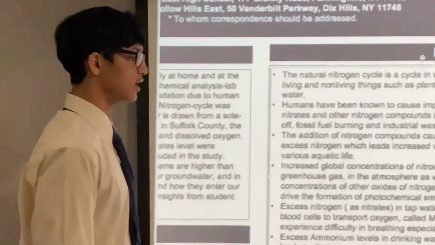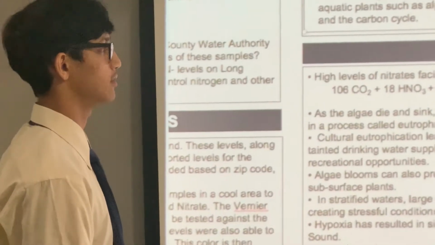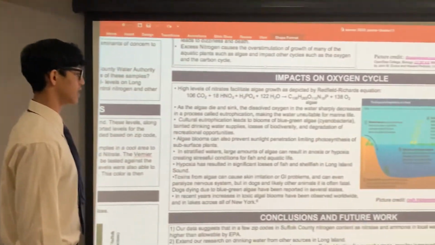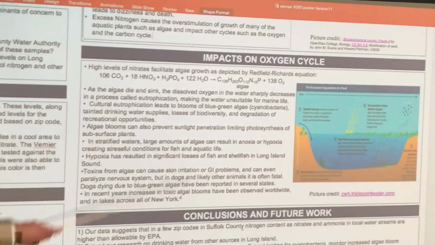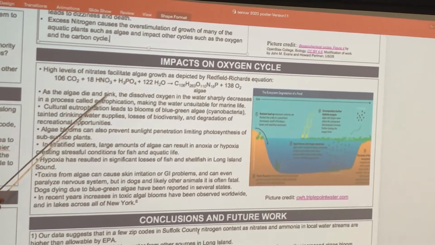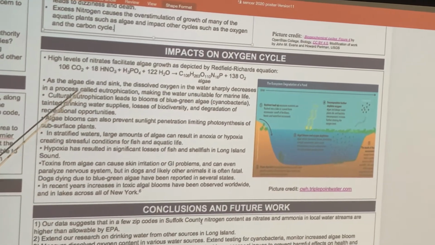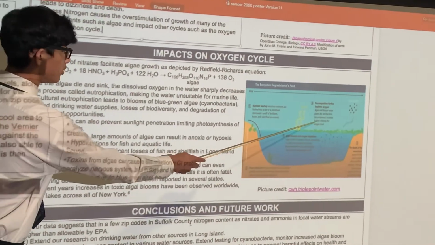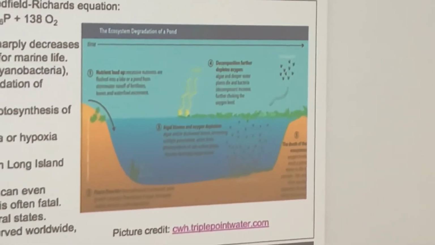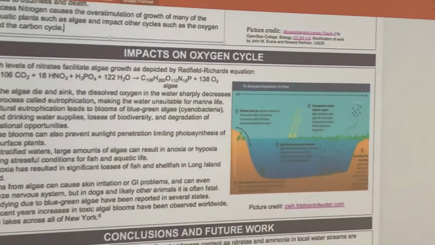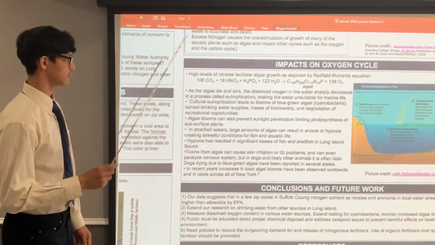Thank you, Aayush. The high amounts of nitrates present in the water have bad impacts on the oxygen cycle. Elevated levels of nitrates promote algae growth, as shown by the equation below. The nitrates are needed to make up the algae. As the algae dies and sinks, decomposers use large amounts of dissolved oxygen, and the water's oxygen content sharply decreases in a process called eutrophication. This makes the water unsuitable for marine life.